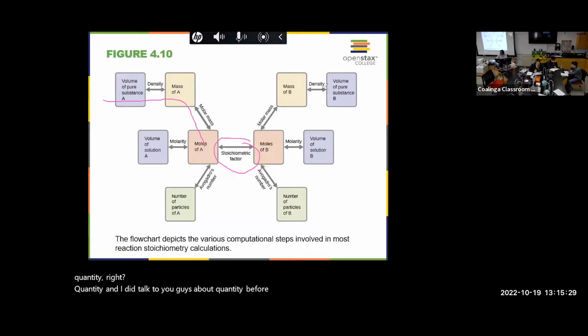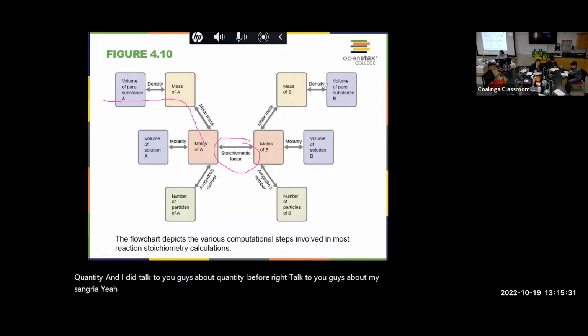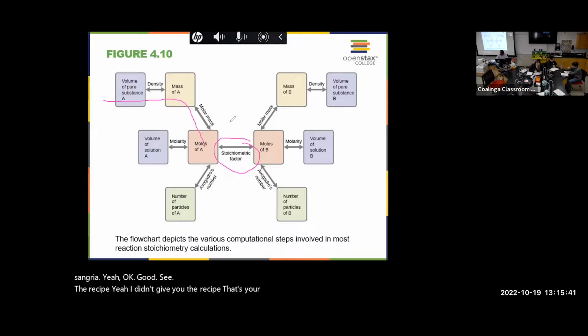Talk to you guys about my sangria. Yes. I need a recipe. Didn't I give you the recipe? Yeah, but I lost the page. It's your fault. It's a one-time deal.